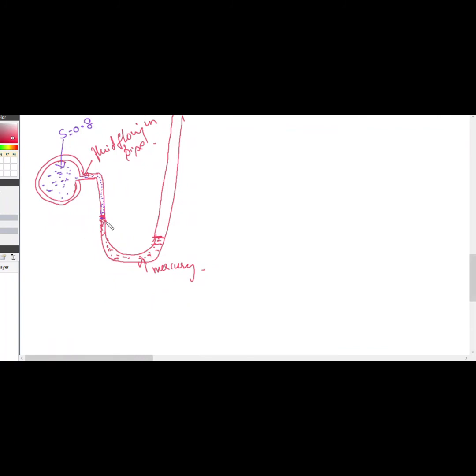So we have this is the left limb and this is the right limb. So this difference in level is 40 centimeter. So the difference in level of mercury between the two limbs is 40 centimeter. This is the left limb and this is the right limb.